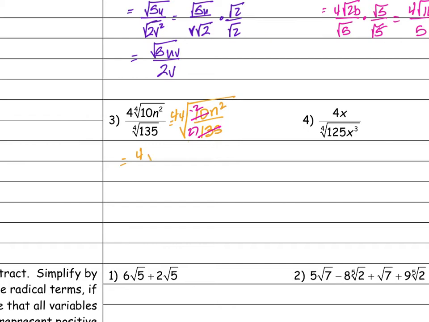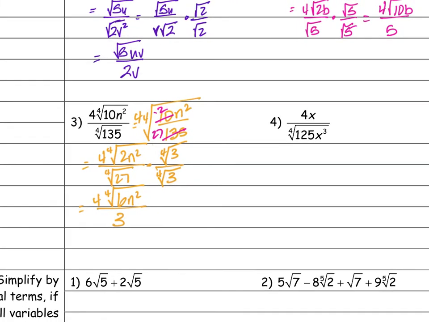So then I get the fourth root of 2n squared divided by the fourth root of 27. And 27 is 3 to the third power, so I need to multiply by the fourth root of 3 divided by the fourth root of 3. So that's going to equal 4 the fourth root of 6n squared divided by 3. That's really ugly. But that's what it is.